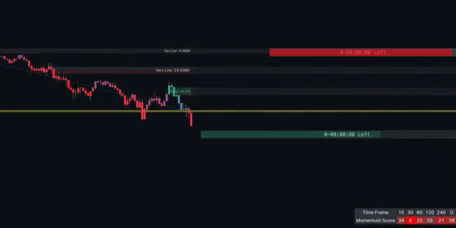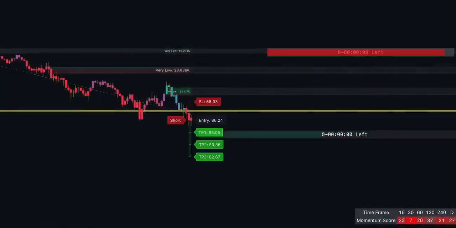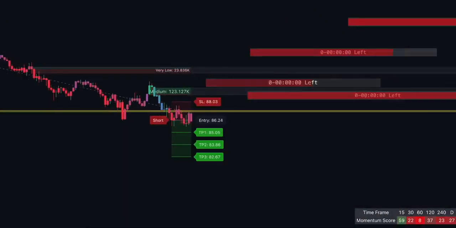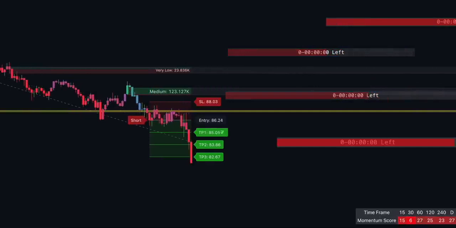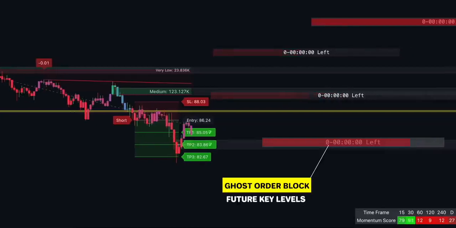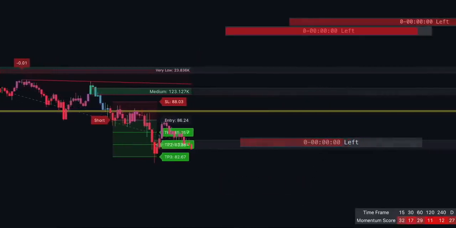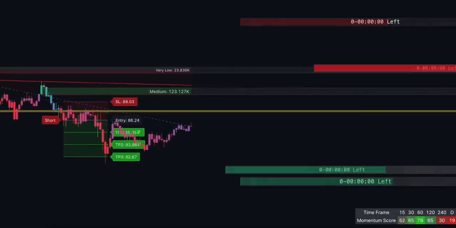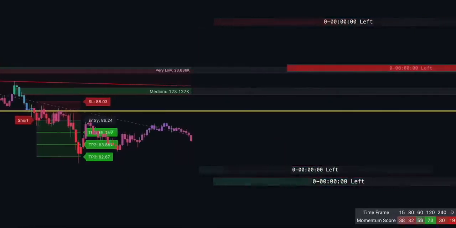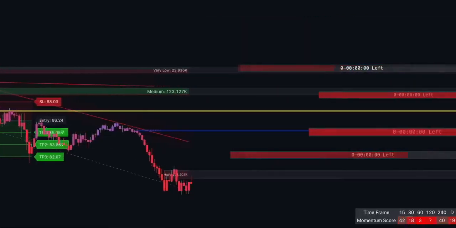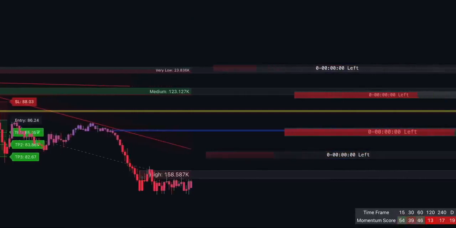It includes features like supply and demand analysis, trade entries with targets and stop losses, and trend lines with breakouts. Additionally, it integrates advanced concepts such as ghost order blocks, which predict future support and resistance levels, a feature not commonly found in other indicators. Despite its advanced capabilities, TradeIQ is designed to be accessible to traders of all skill levels. Its settings can be customized to fit individual trading styles, making it a versatile tool for both novice and experienced traders.